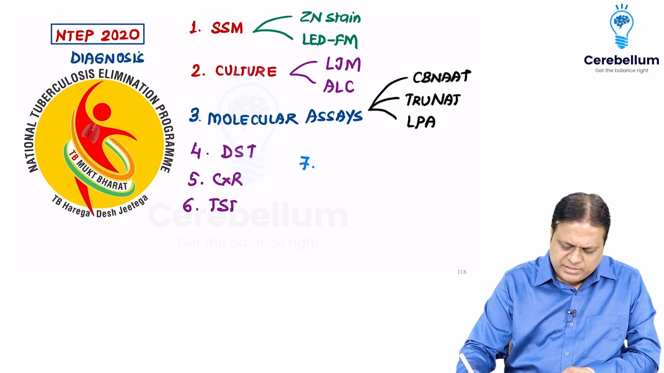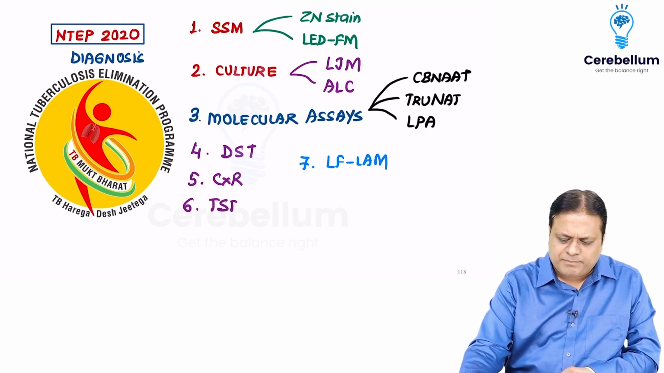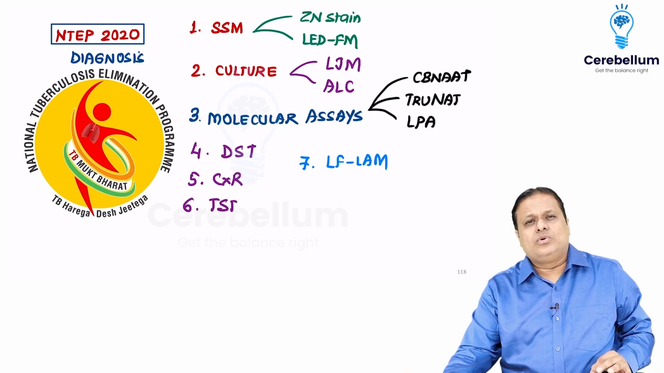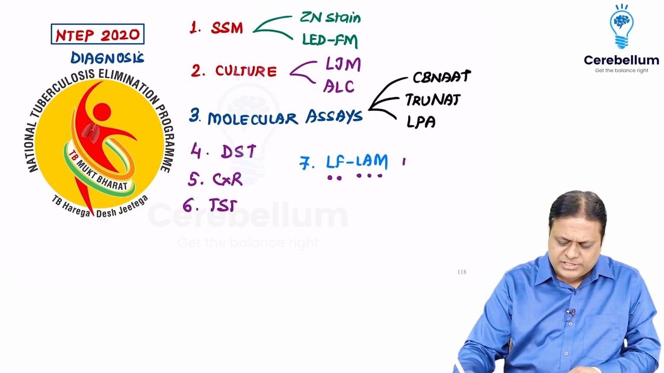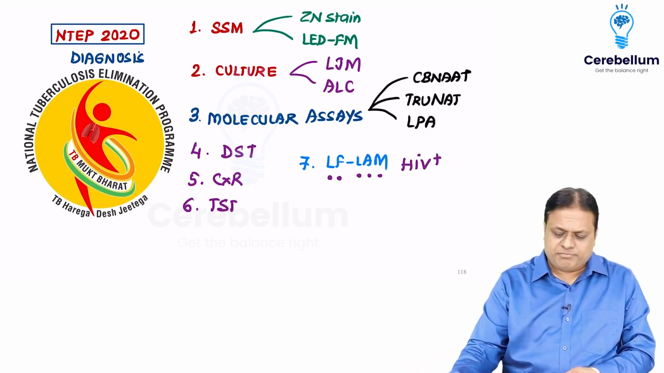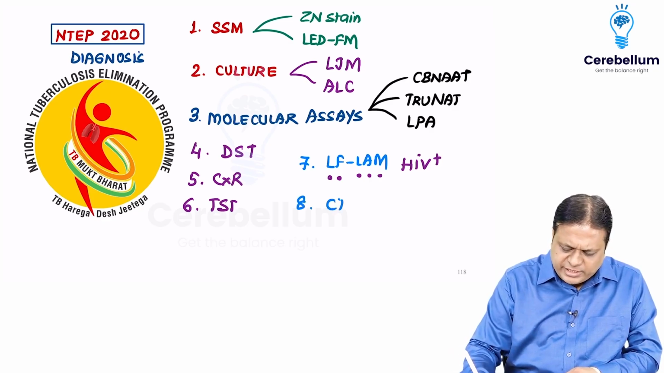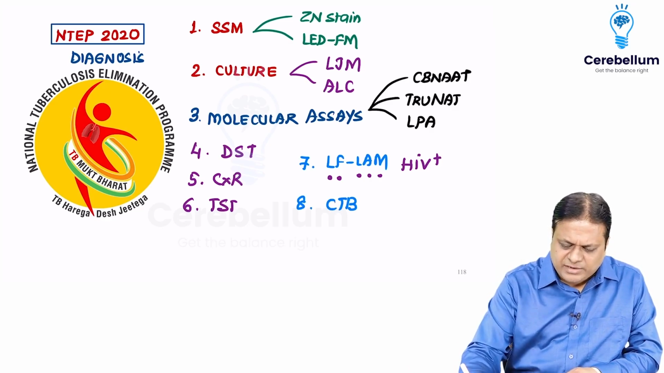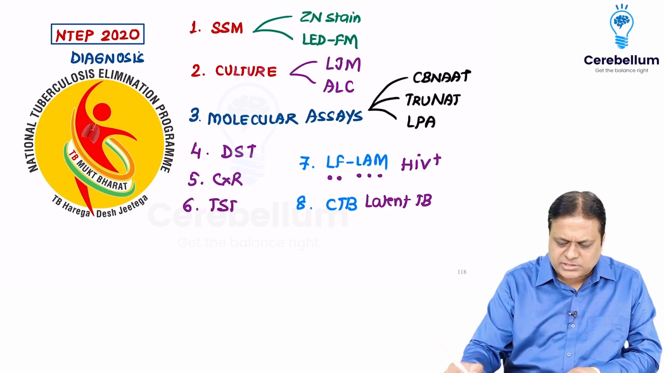We have LF lamp test, lipoarabinomannan test, lateral flow lipoarabinomannan test, which is a urine based test used in HIV positive patients. And we also have CTB test when we have suspicion of latent tuberculosis.